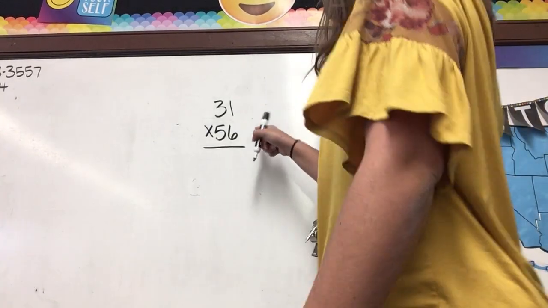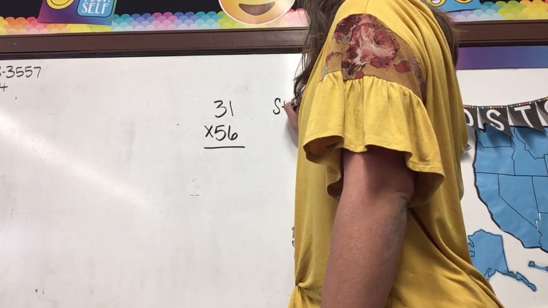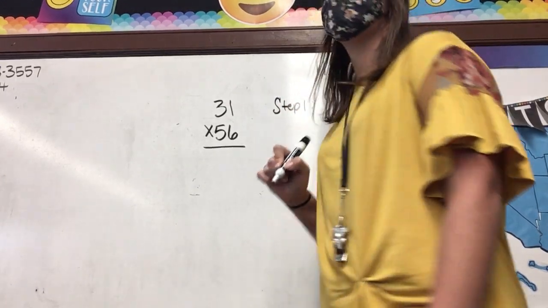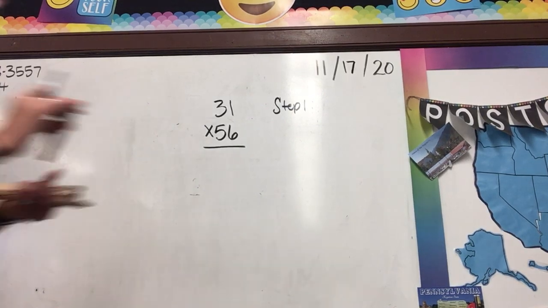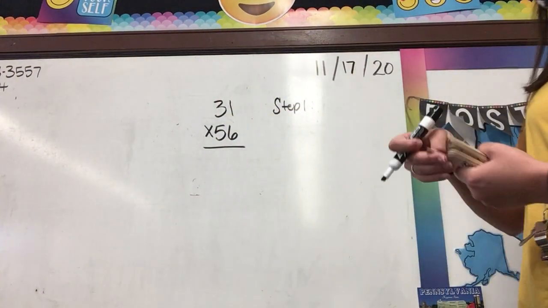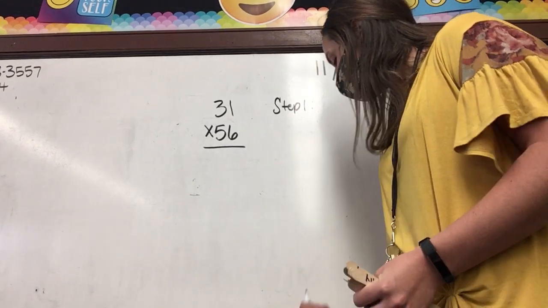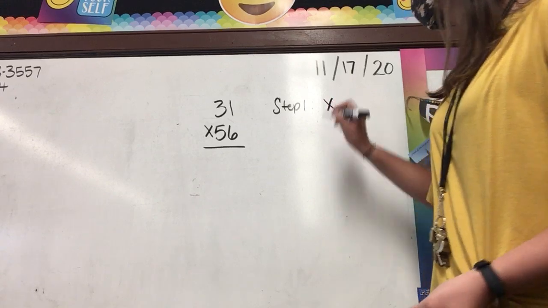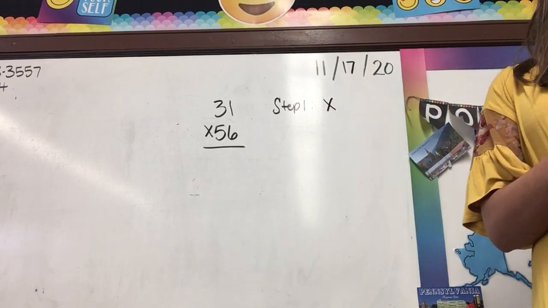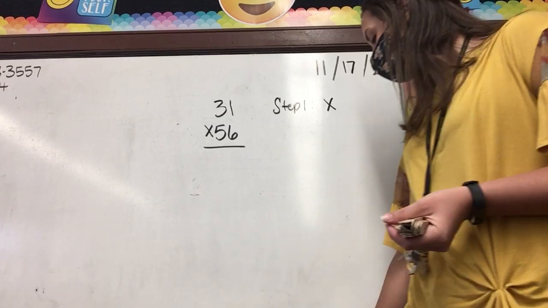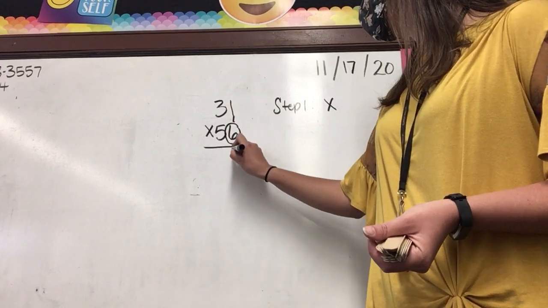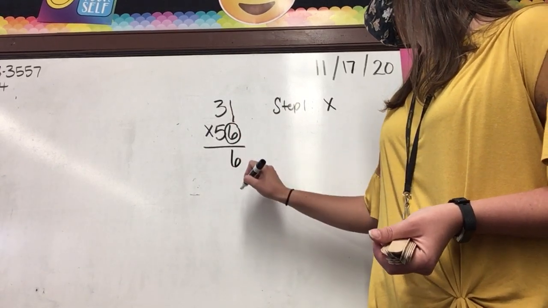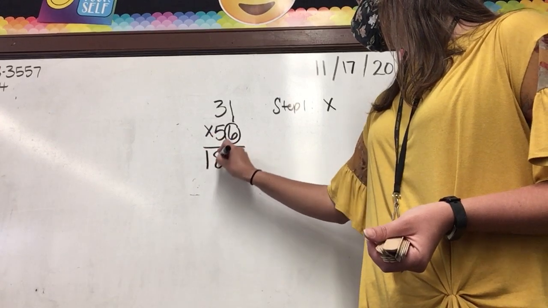31 times 56. My step 1 is to what? It is to multiply, you're right. Step 1 is to multiply. What I'm going to do, just to keep it simple, is put a multiplication. So what number does that mean we're going to start with? Zach? 6. We're going to take 6 times 1, which is 6. And 6 times 3. 18.